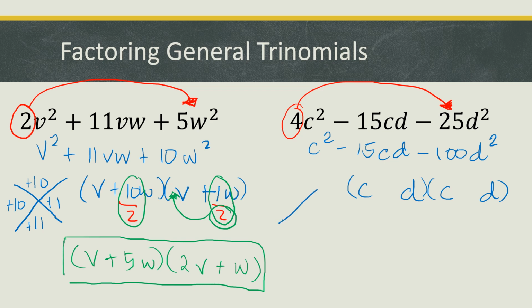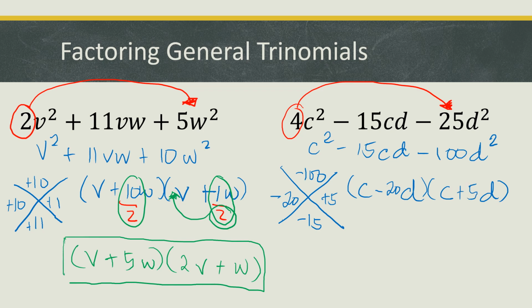And then we need to find now the two numbers. Negative 100 for the c value and a negative 15 for the b value. What are the two factors of negative 100 that once we add, we will get negative 15? And those are negative 20 times positive 5. Okay? So we have now minus 20 and plus 5.